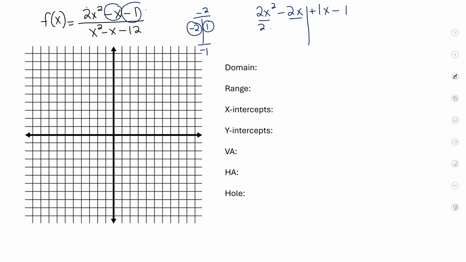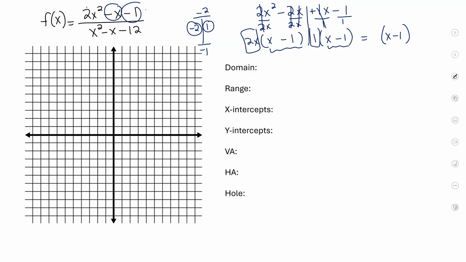We're going to factor out the GCF. So 2x will be on the outside. I'm left with x minus 1. Over here, I can divide by 1. So 1 is on the outside, and I'm left with x minus 1. Whatever is the same will go into one parentheses. Whatever is on the outside goes into the other parentheses. So this is the numerator factored.